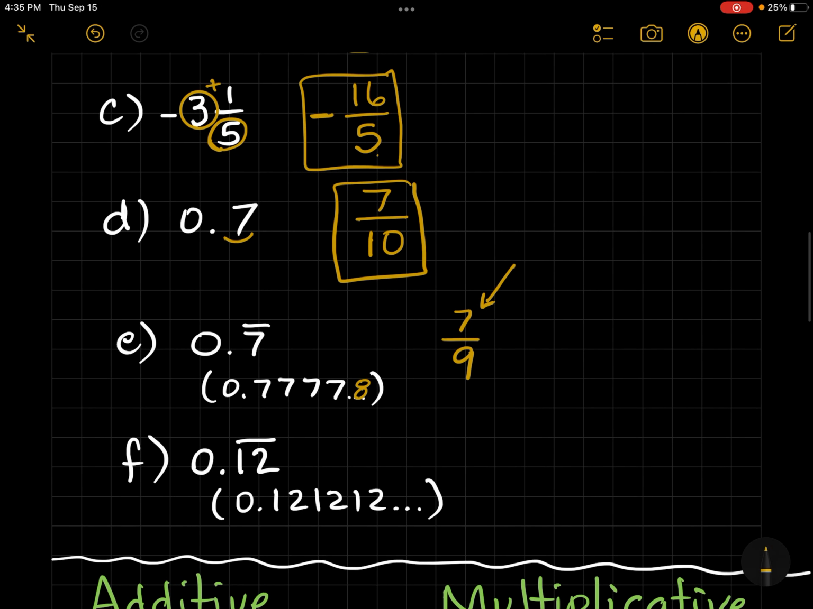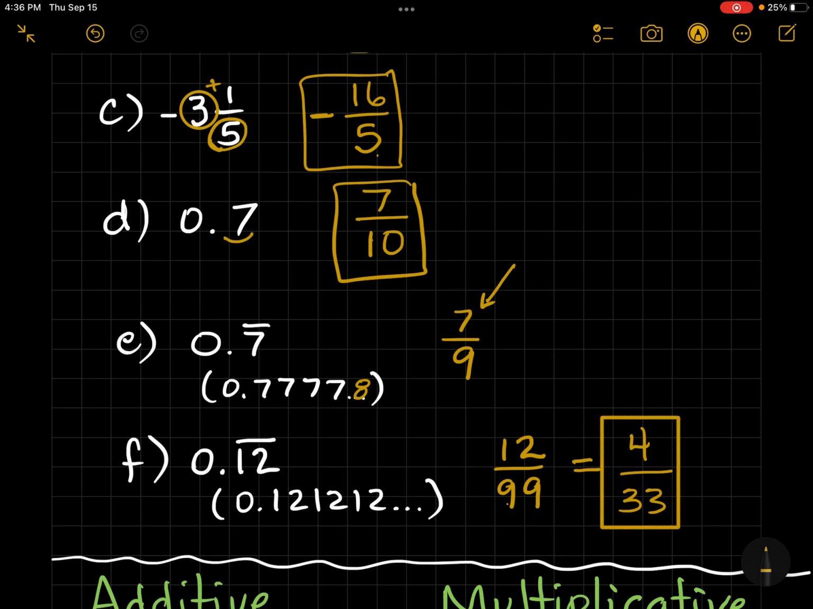Now, what about 0.12 repeating, like 0.121212 forever? That's 2 digits repeating, so we will put that over 2 nines. Can that be reduced? Yes. 3 goes into the numerator 4 times, and 3 goes in the denominator 33 times. So never forget, you must reduce always.